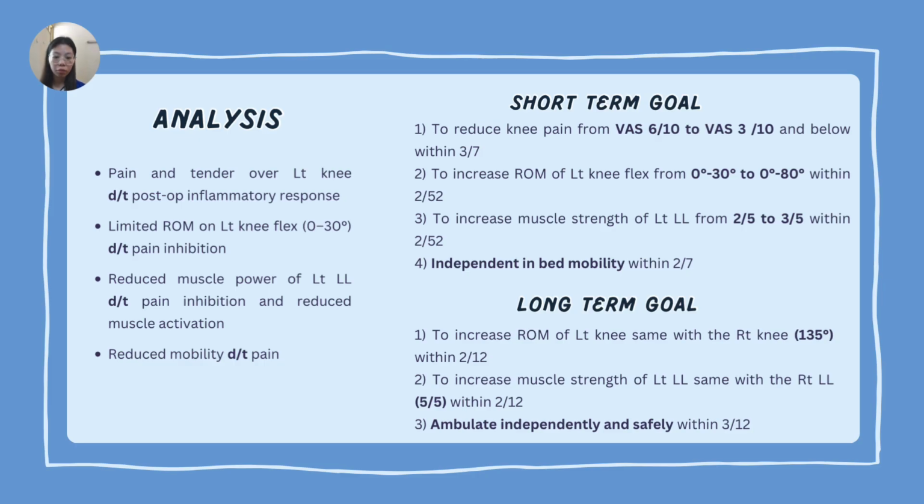For long-term goals, we want to increase the range of motion of the left knee, same as the right knee, which is 135 degrees within 2 months. And increase the muscle power of left lower limb, same as the right lower limb, which is 5 over 5 within 2 months. And lastly, ambulate independently and safely within 3 months.